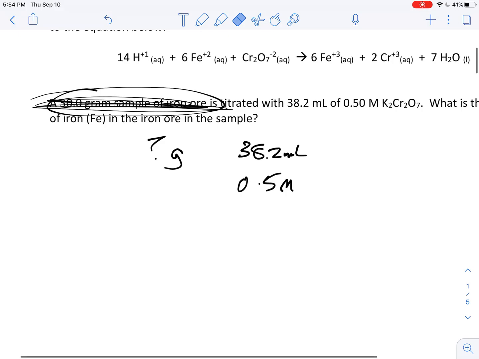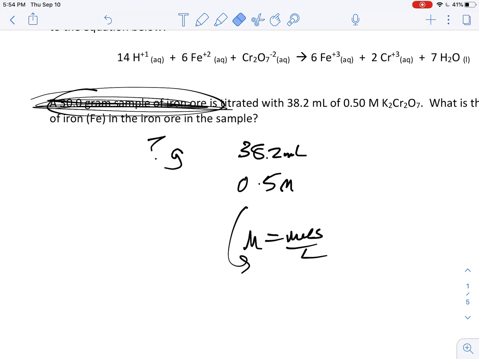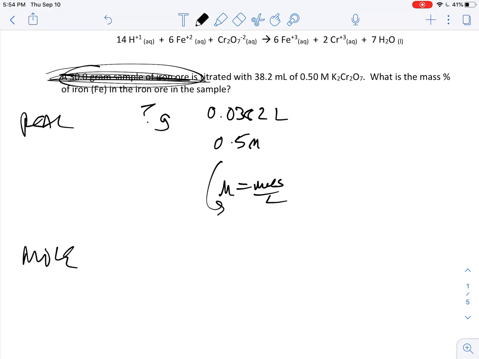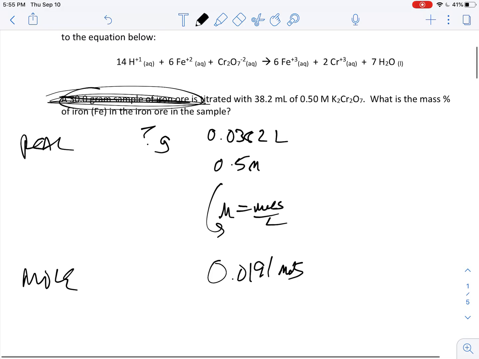This is not a limiting reagent problem, so easy breezy mac and cheesy. We are going to take this guy down here. Molarity is equal to moles over liters, so I'm going to have to take my 38.2 and turn it into 0.0382 liters. Because again, this is my real world and this is my mole world here. So 0.0382 at half a molarity is going to be 0.0191 moles of this stuff right here, which has a big old 1 in front of it.